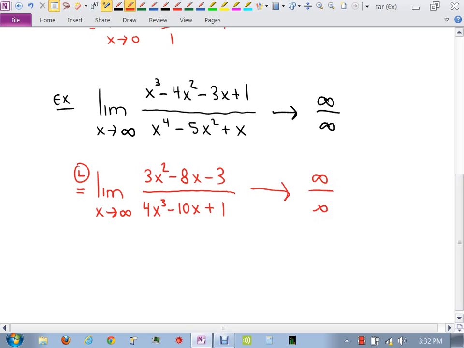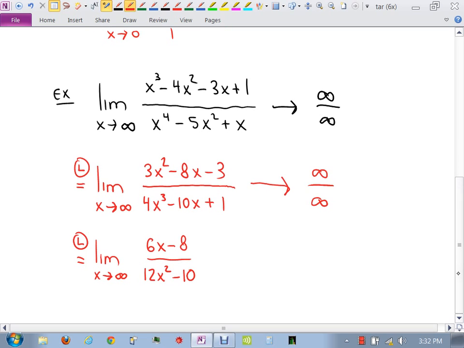But the great thing about L'Hopital's rule is that you can continue to use it until your limit becomes something you can evaluate. As long as the next step down gave you infinity over infinity again, you can go again. So we go L'Hopital again. So I'm doing a second application of L'Hopital's rule. 6x minus 8 over 12x squared minus 10. What am I getting here? Infinity over infinity again, right? Do it again.